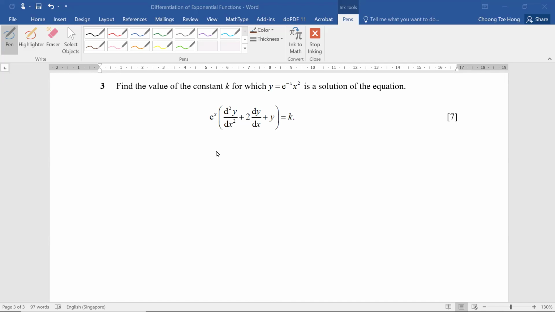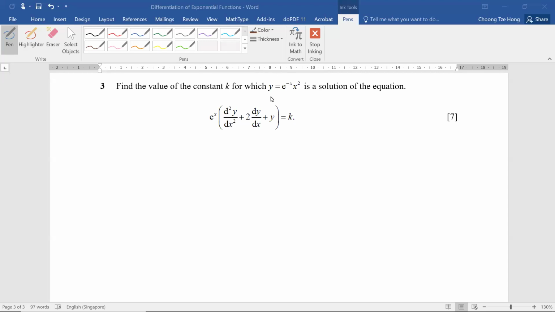Alright, so let's read the question. Find the value of the constant k for which y equals e to the power of negative x times x squared is the solution of the equation below. So the equation is given to us over here, and they say y equals e to the power of negative x times x squared is a solution.